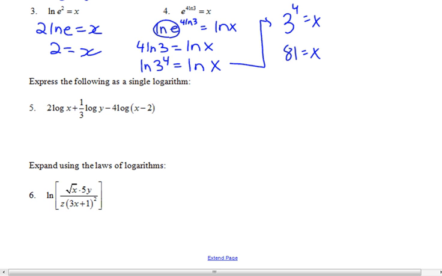First step, before you can ever combine logs or use the first two laws, notice the first two laws only work if the log is by itself. There's nothing in front of it except for a plus or a minus. So your first step is to get rid of these ugly numbers in front. And how do we do that? I think you know, right? We're going to raise it to the exponent.